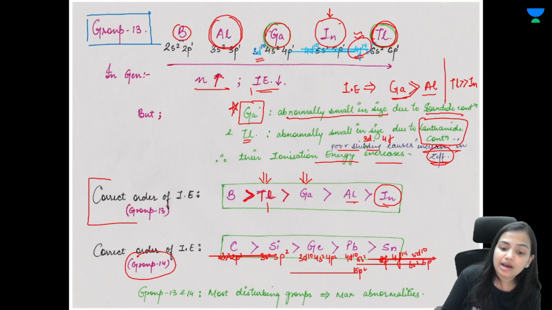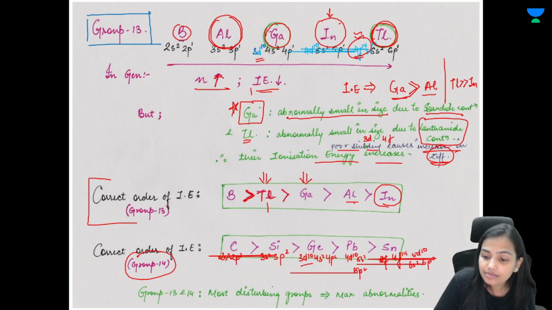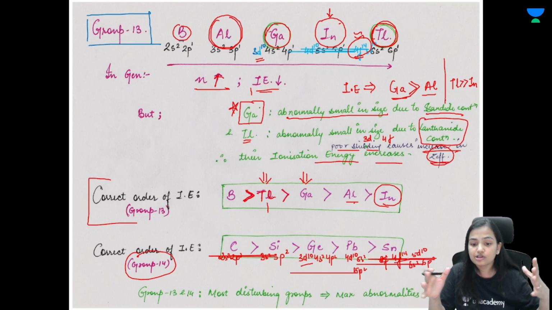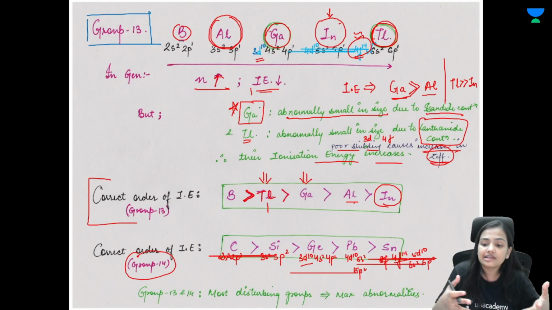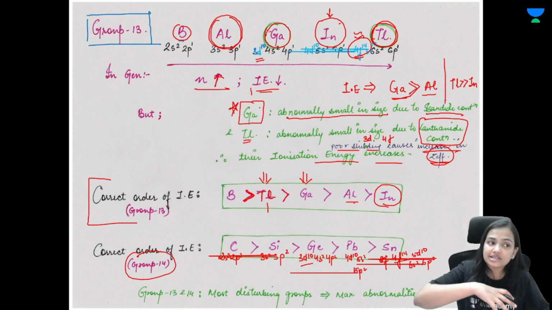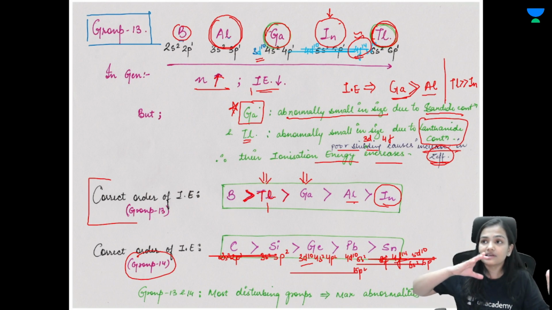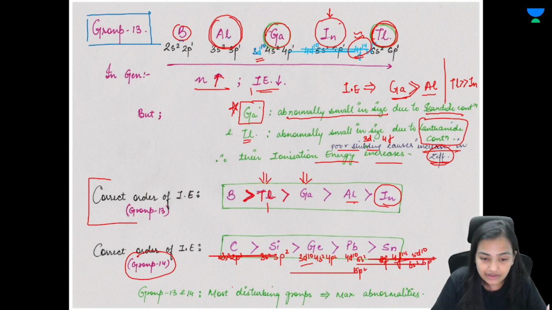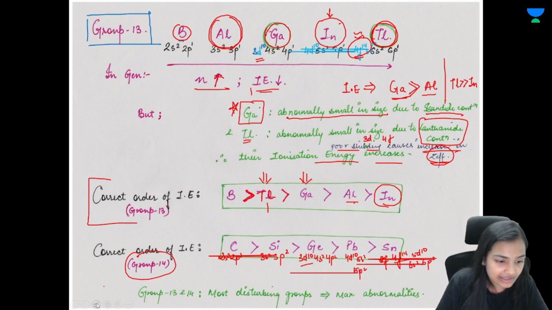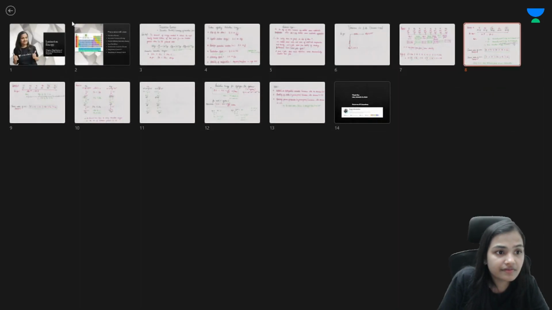So you would say, ma'am, here also we will be having a d orbital and here we have the f orbital. So there also we will be having the scandide and the lanthanide contraction. Then guys, let me tell you one thing. The scandide contraction is going to be till gallium only. Okay, not after that.